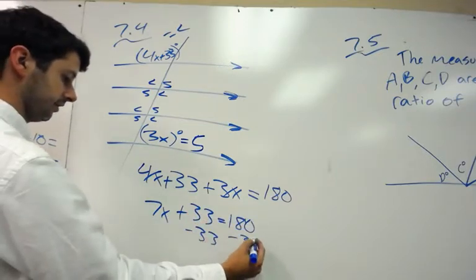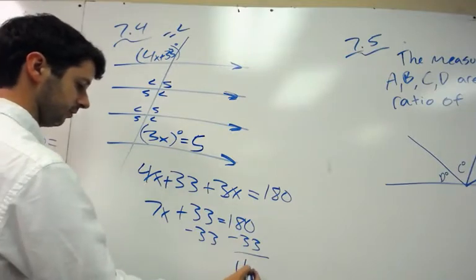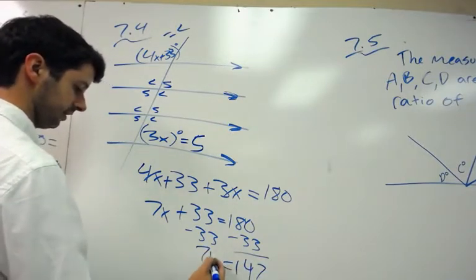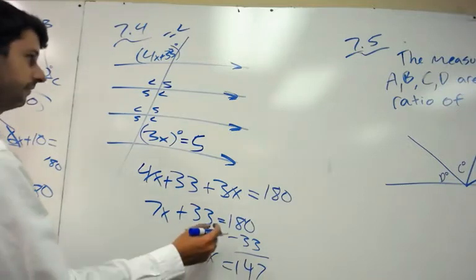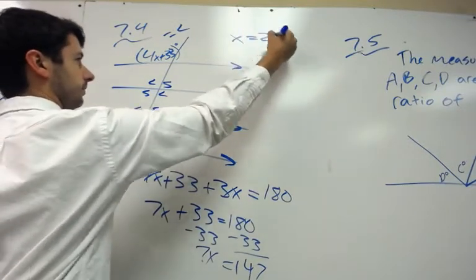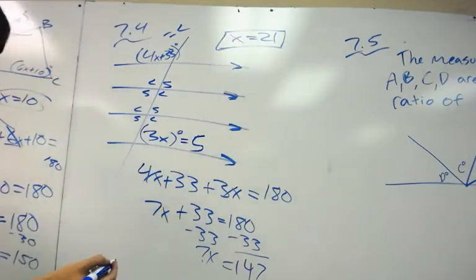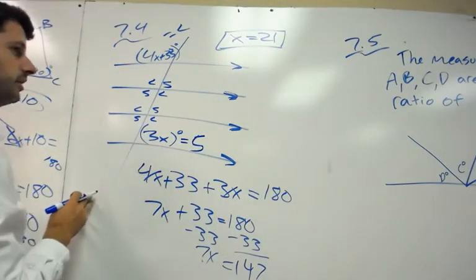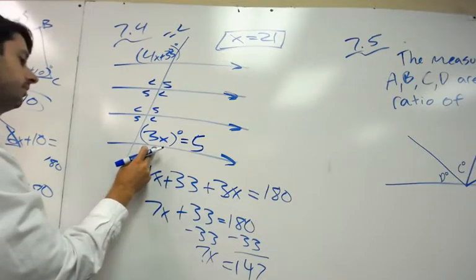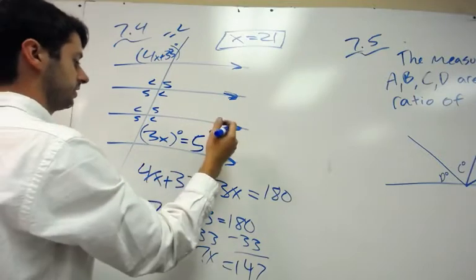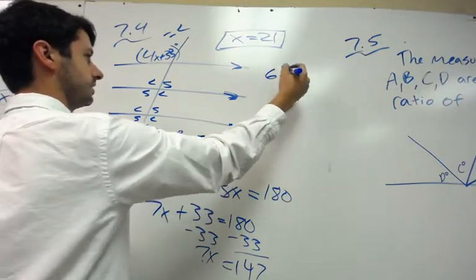Subtract 33, 147 equals 7x. That would be 21, I believe. So x equals 21. That's one part of the answer, but it also wanted to know the small and large angle. So to find the small, 3 times x would be 3 times 21. That would be 63. So you got 63 degrees.